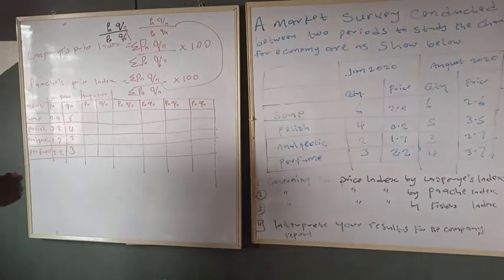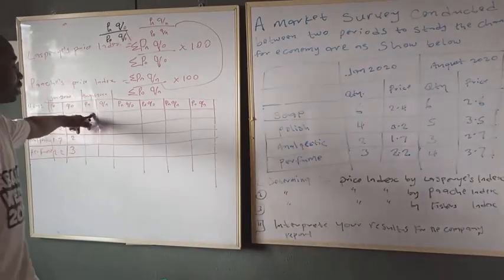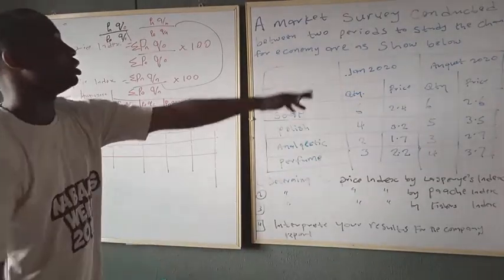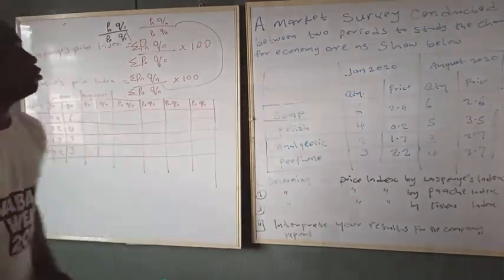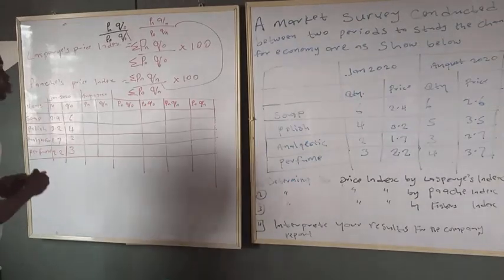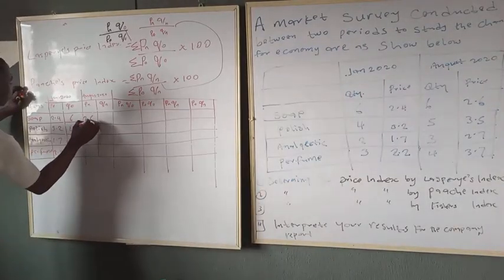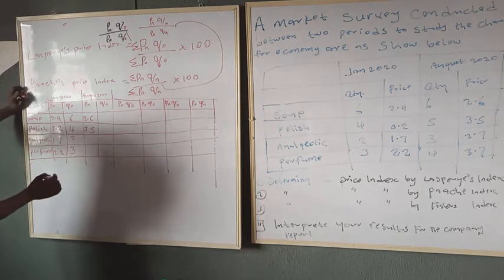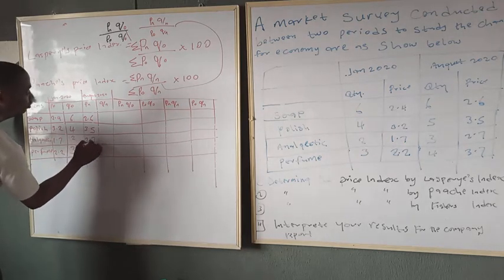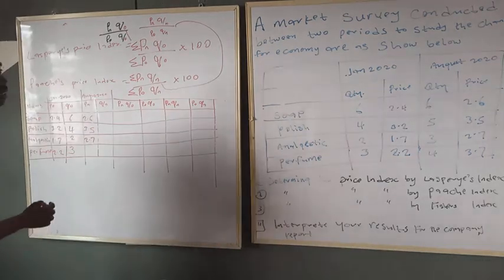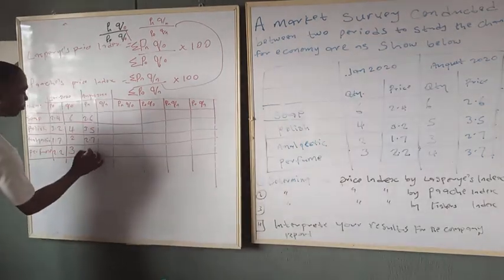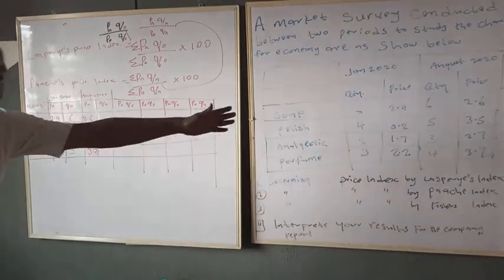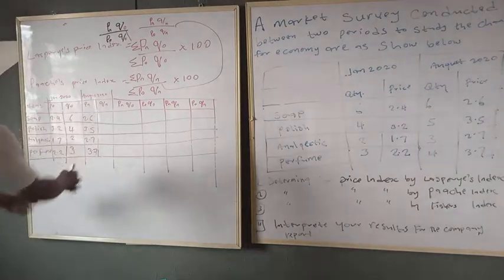Then PN, QN. For PN, that is the price of the commodity for the current month, which is August. We have 2.6 under soap, 3.5 under polish, 2.7 under analgesic, and 3.7 under perfume. So now it is the data that is here that we just transfer to here.